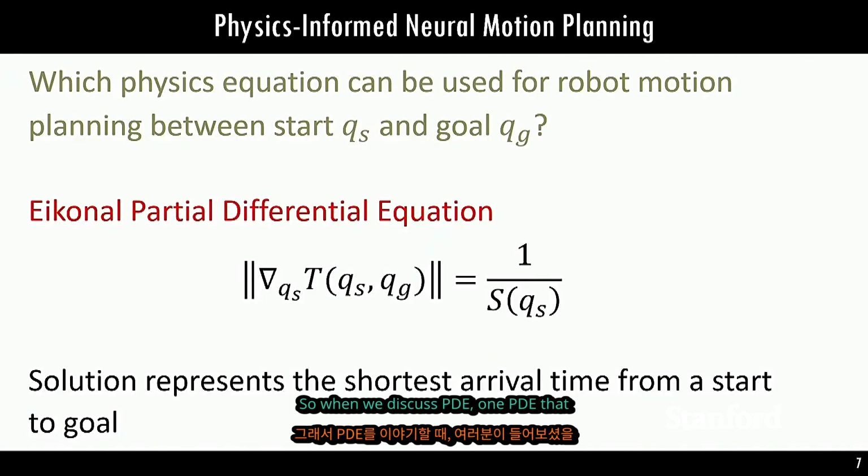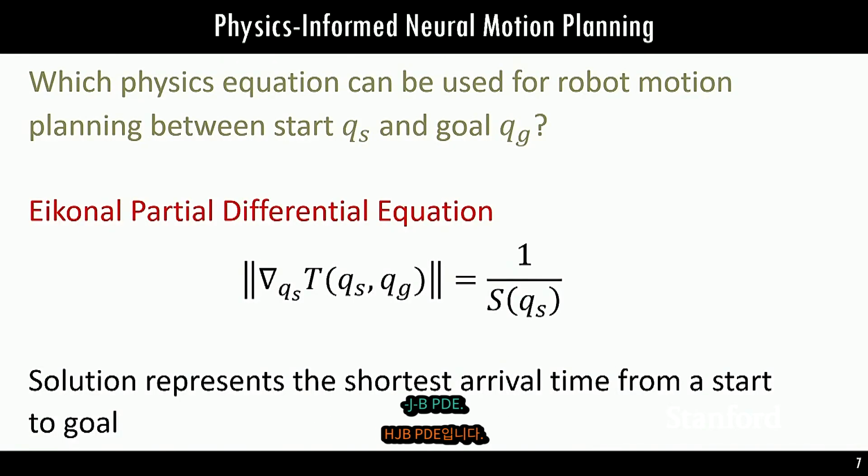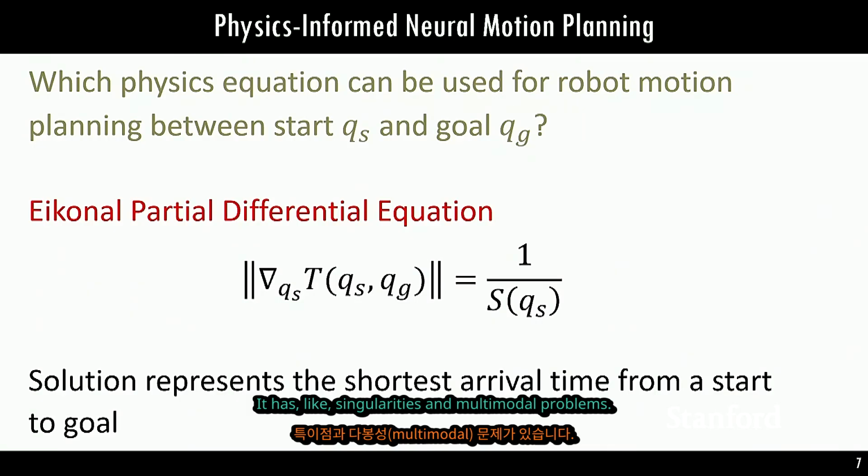So when we discuss PDEs, one PDE that you may have heard of is the HJB PDE, the Hamilton-Jacobi-Bellman equation, and it governs the motion of some dynamical system. But that PDE is very hard to solve. It has singularities, multimodal problems, and when you apply both kinematic and dynamical constraints, it becomes very difficult to solve. Then we analyzed that equation and we said if you assume trivial dynamics, that equation boils down to this eikonal PDE.